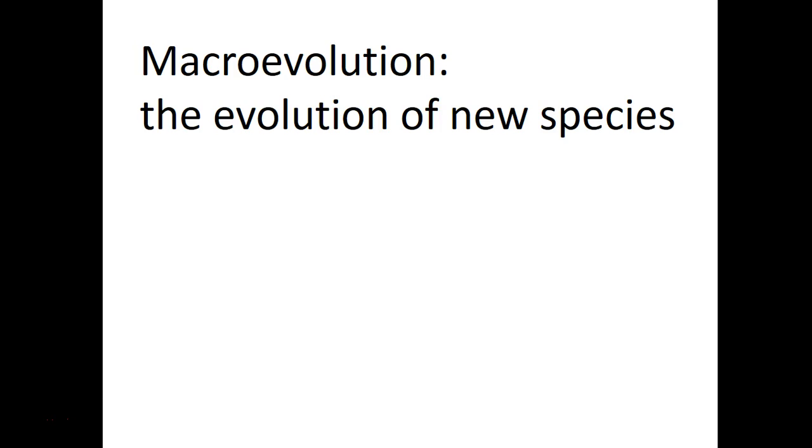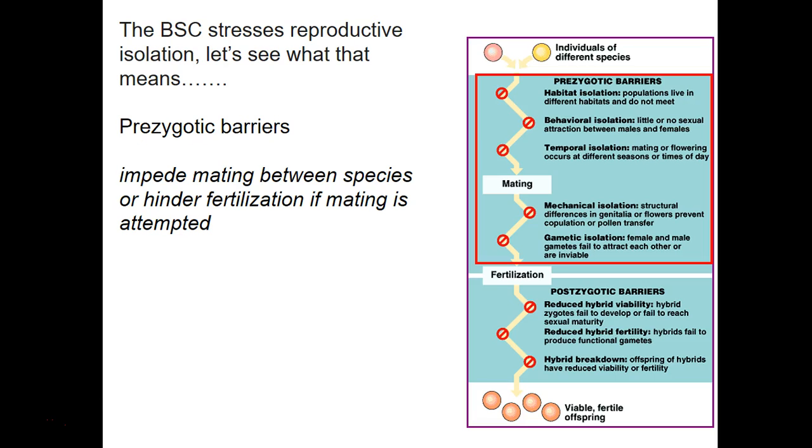So, macroevolution, the evolution of new species. The biological species concept stresses reproductive isolation, so we need to talk a little bit about what that means. There are two main categories for reproductive isolation. There are barriers that prevent mating between species or prevent fertilization if mating is attempted. So it's before the formation of a zygote.